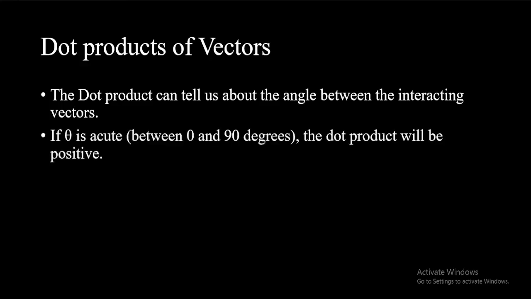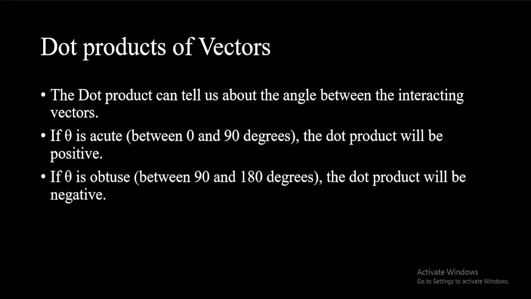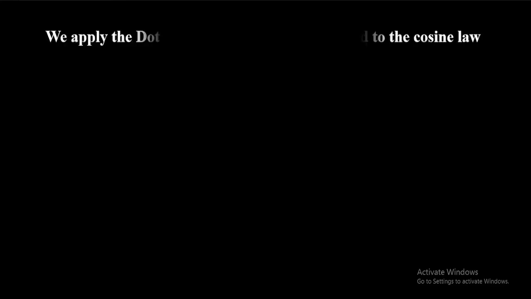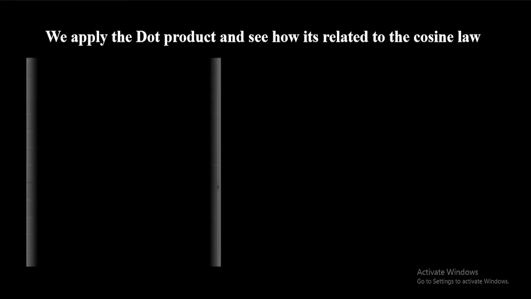If the angle is acute, the dot product will be positive. If the angle is obtuse, the dot product will be negative. If the angle is exactly 90 degrees, then the vectors are perpendicular to one another, the dot product will be 0. We now apply the dot product and see how it is related to the cosine law.